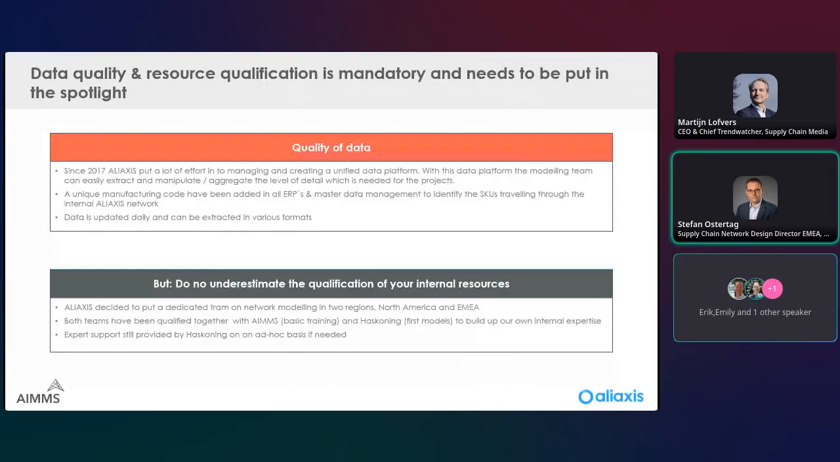However, also here, and this refers to the black box below, even if data quality is an absolute requirement from our point of view, do not underestimate the need to qualify the internal resources. AIMMS is a super powerful tool. It helps you a lot to model even the most complex network and footprint, which can give you vital hints and vital recommendations for your future footprint. However, it requires a bit of time to get there.